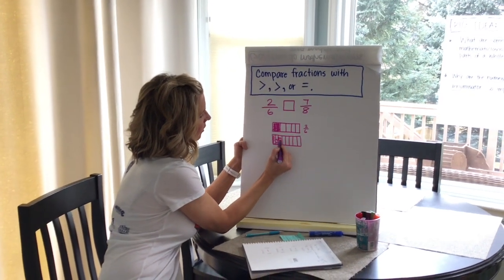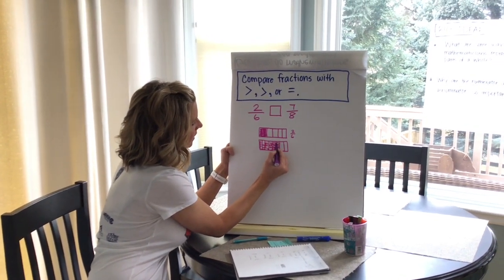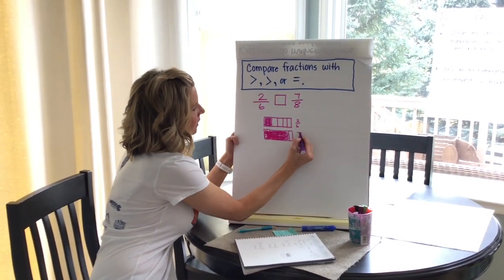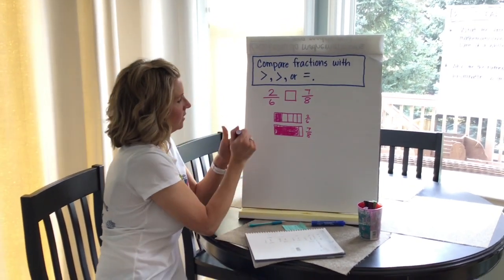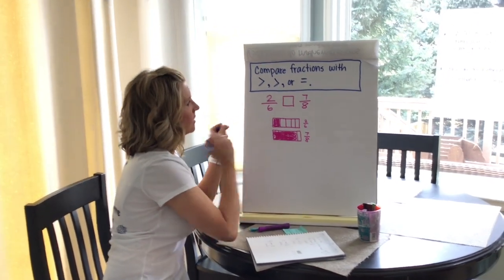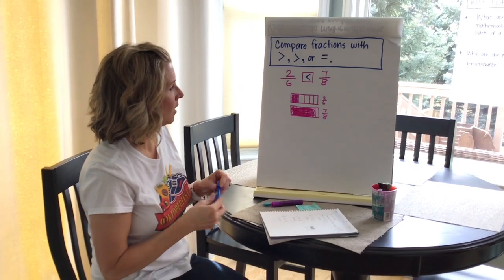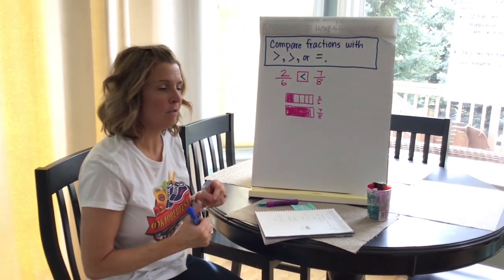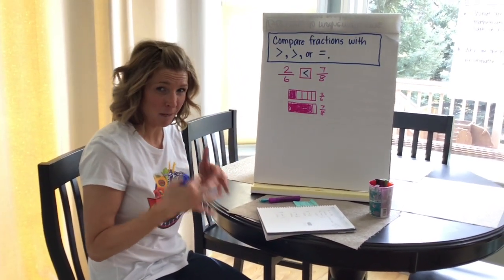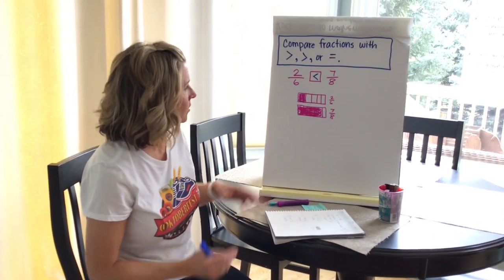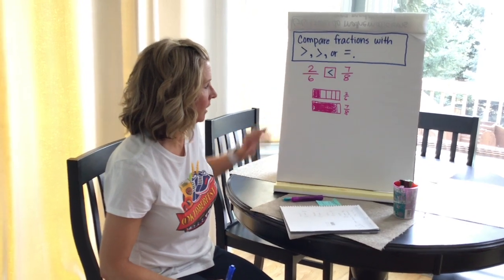1, 2, 3, 4, 5, 6, 7. Sure enough, 7/8 is greater than 2/6, so I can show it with that symbol, okay? When you get to do your own assignment later, the one for the Google assignment, you're gonna do it on paper first, and then put your thinking into the Google assignment. So you can use area models and linear models.